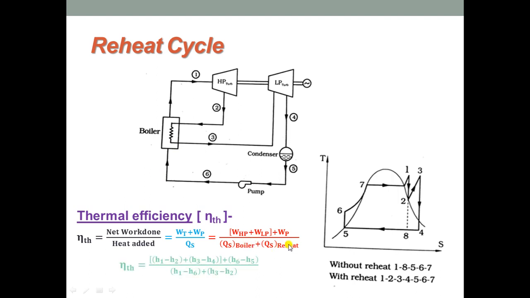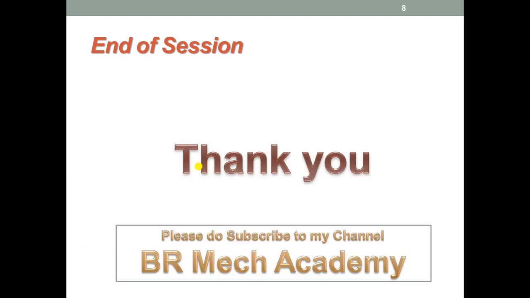So, substituting for all these based on the enthalpies, we get this expression: H1 minus H2 plus H3 minus H4 plus H6 minus H5, over H1 minus H6 plus H3 minus H2. This is going to give the thermal efficiency of a reheat cycle. And this is the end of the session on regenerative and reheat Rankine cycles.